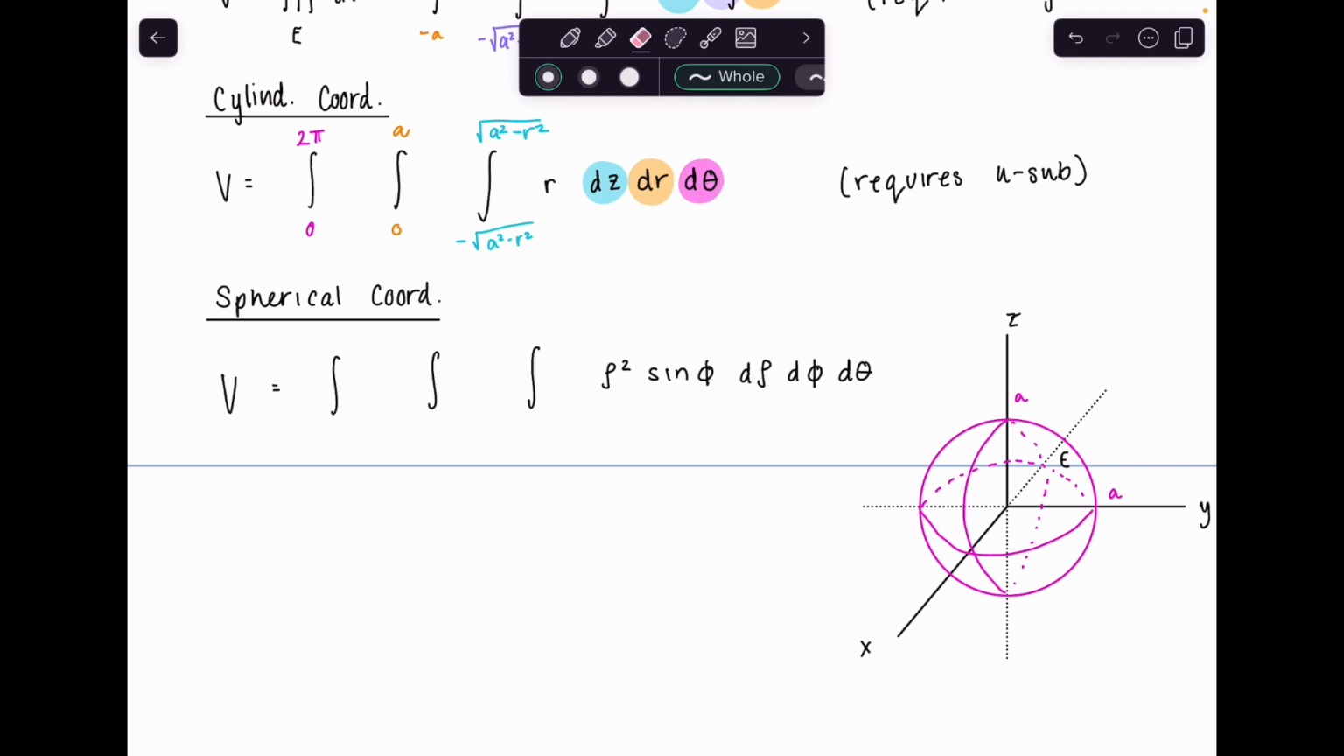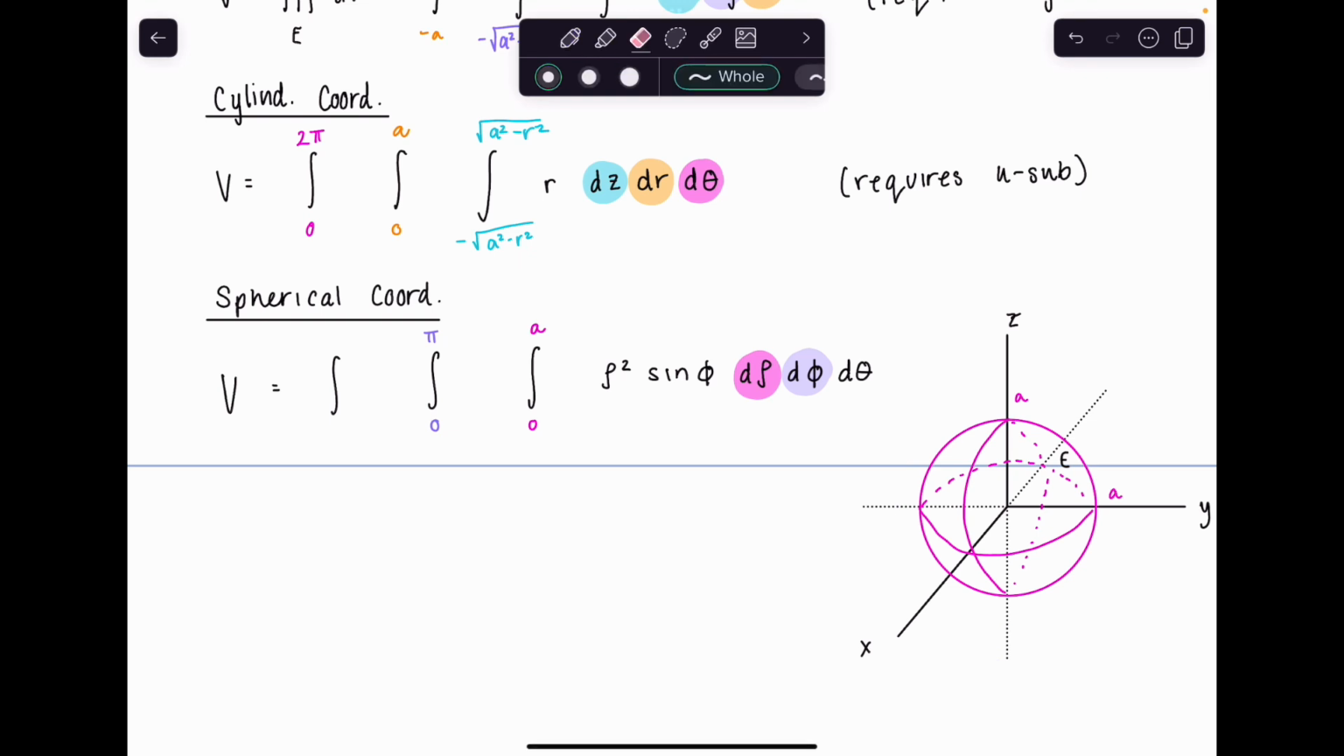So starting with rho, that is the radius. And if you're thinking the radius of the sphere, it's changing between 0 and a. So these bounds are going to be 0 to a. Moving on to phi, this, remember, is going to put you in the top or bottom octants. In this case, you're starting up here, and I need to go all the way to the bottom of the sphere. So this is going to be 180 degrees that I need for phi. So my bounds here are going to be 0 to pi.